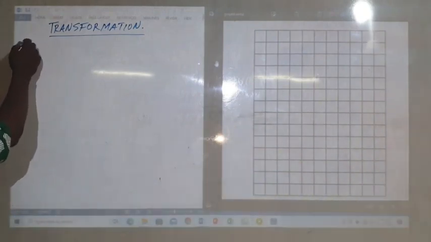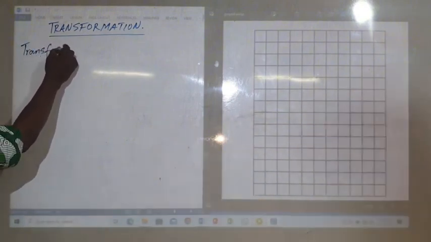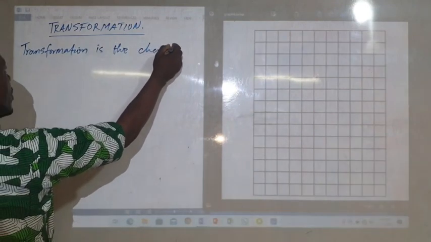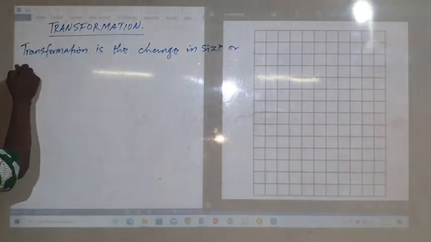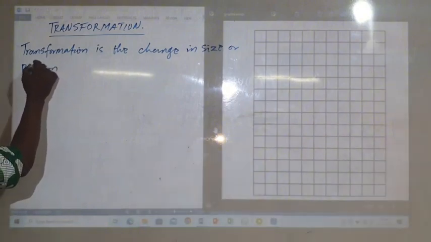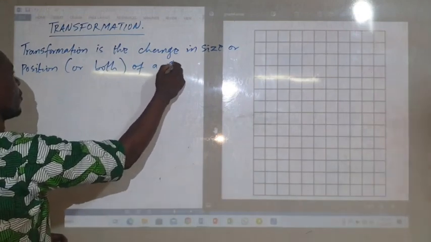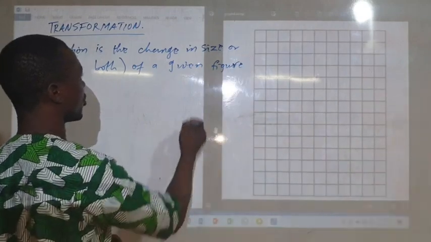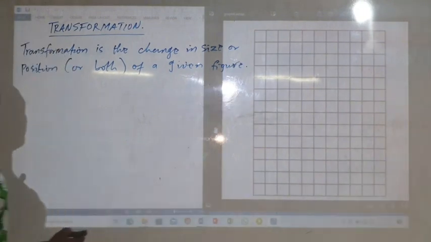So the transformation is the change in size or position or both of a given figure. And this figure could be a triangular shape, a quadrilateral shape, and it can be any form of a polygon. So that is that on the transformation definition.